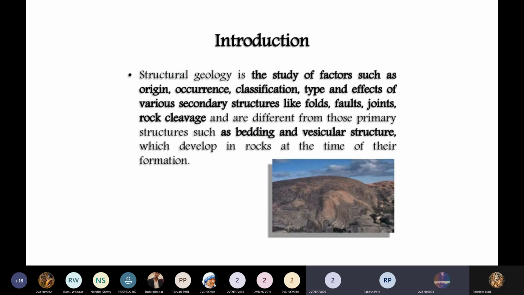Yes, sir. Okay, so what is structural geology? It's a study of factors such as origin, occurrence, classification, type, and effects of various secondary structures like fold, fault, joints, and rock cleavages. These are different from primary structures like bedding or vesicular structure, which develop in a rock at the time of their occurrence.